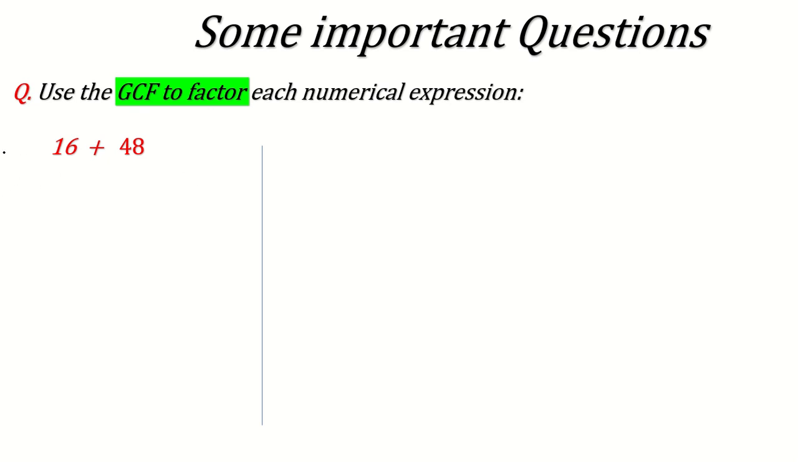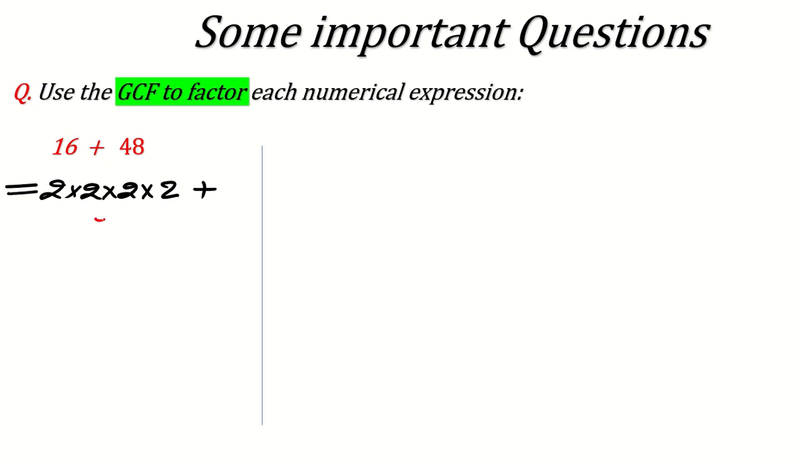So if you have done a good practice of GCF, like I have explained in my another video, you can do it very easily. Otherwise, what you can do here, you just write the prime factors. For example, for 16, what you can write? 2 multiplied by 2 multiplied by 2 multiplied by 2. And for 48, what you can write?